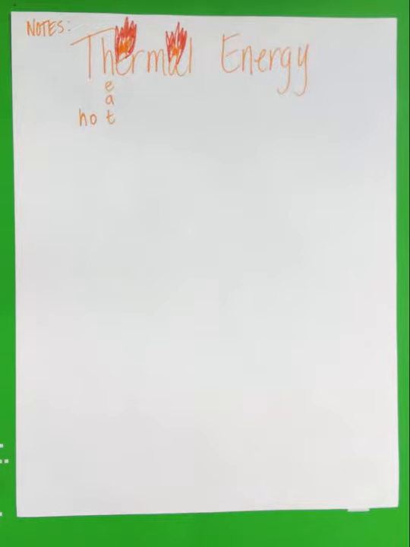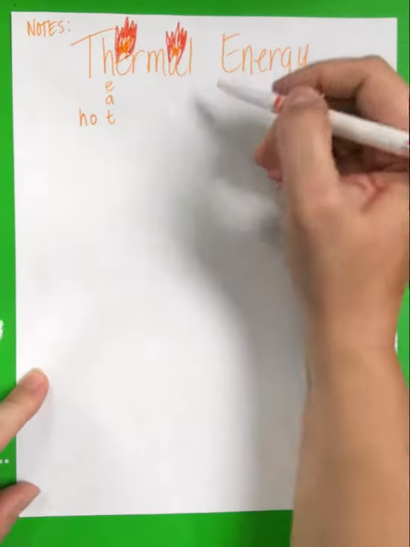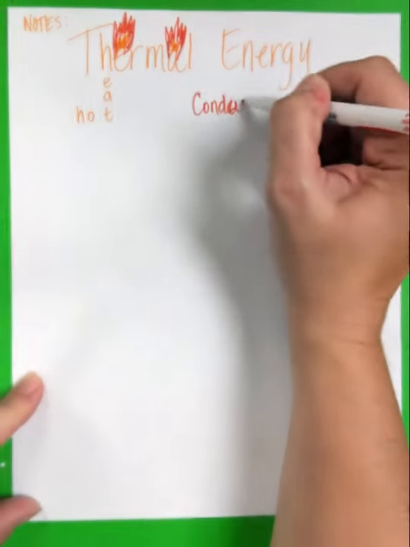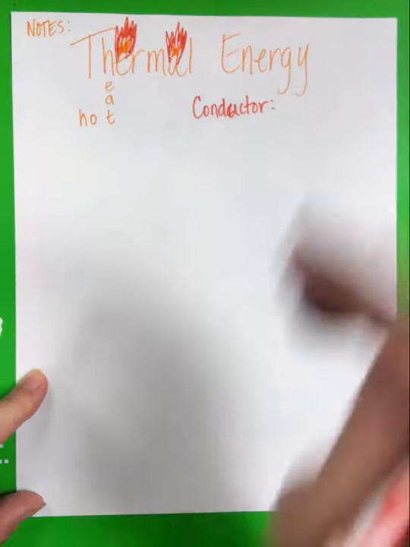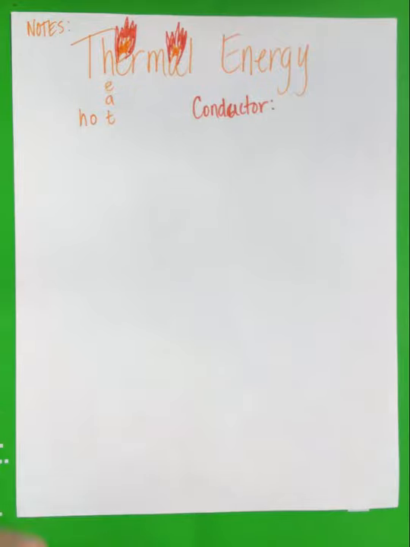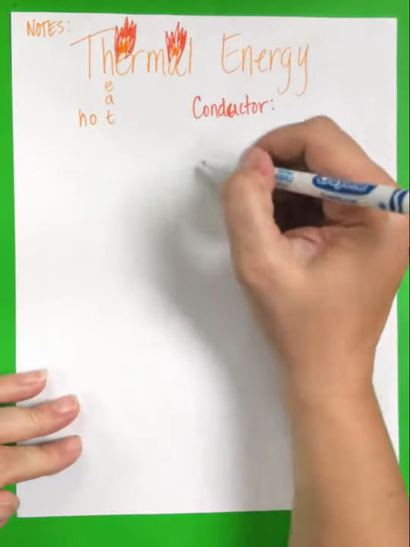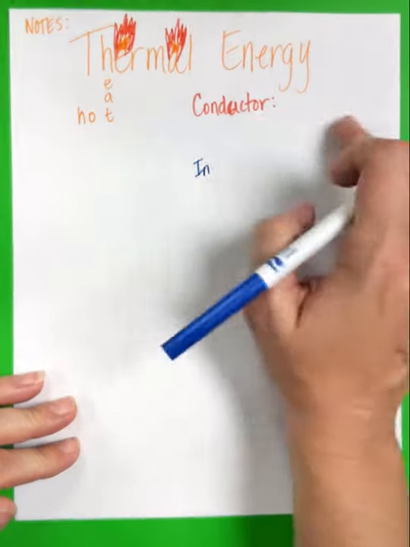Then, I introduced 2 words to y'all yesterday. I'm still not going to tell you what they mean because we got a few more labs to do. The first word is conductor. Now, I'm writing this in red. What does red usually represent? Fire, something hot, right? And the other word is insulator. So, make sure you leave some space here.